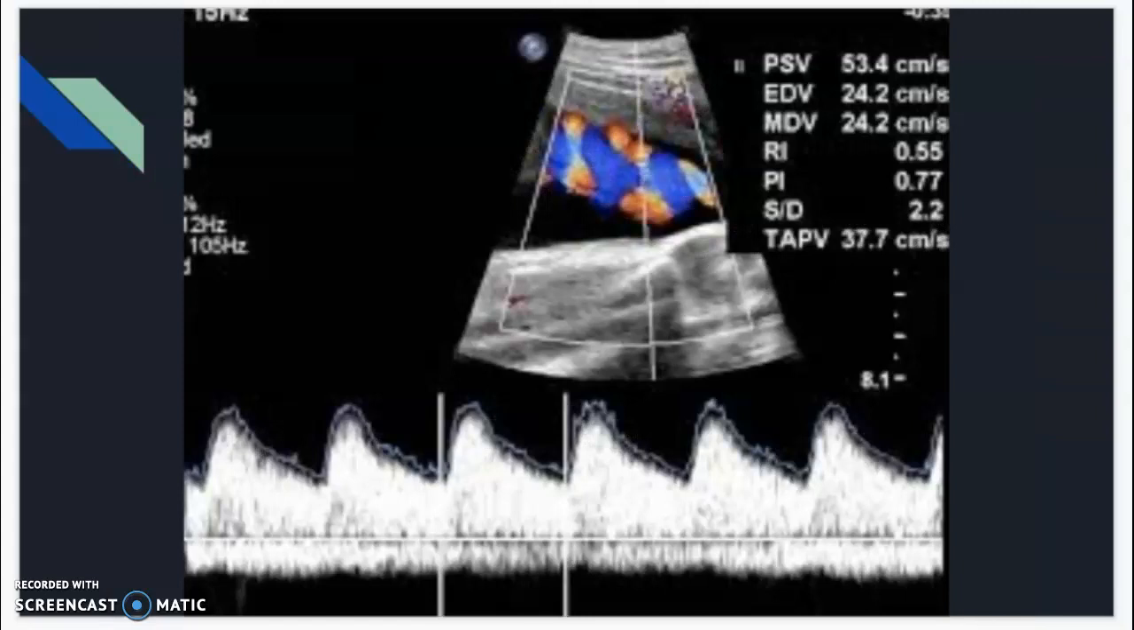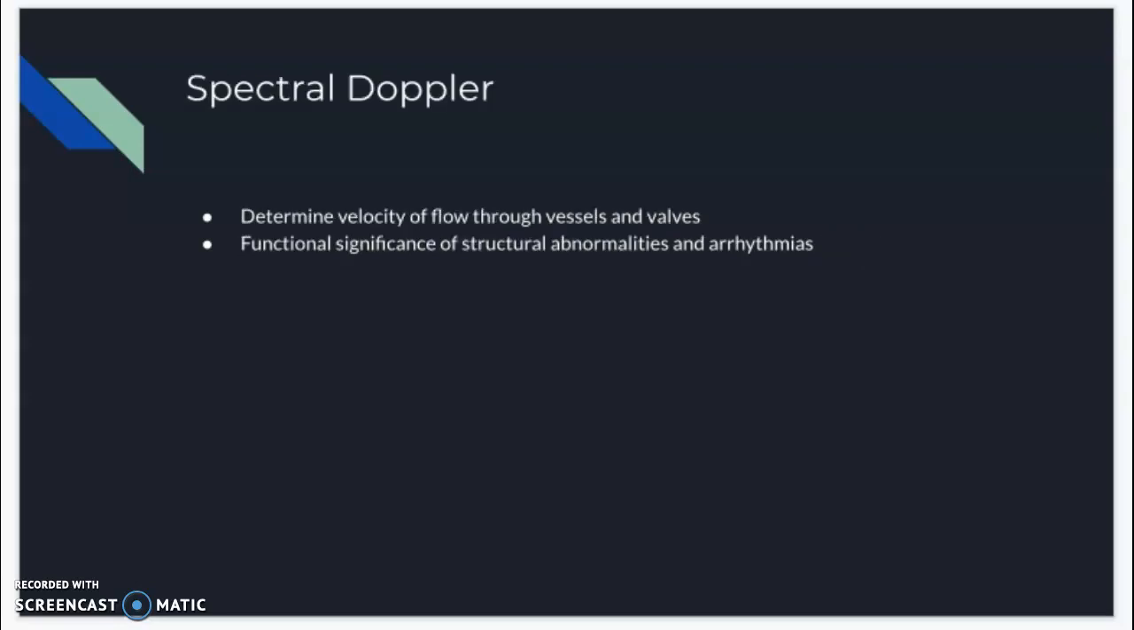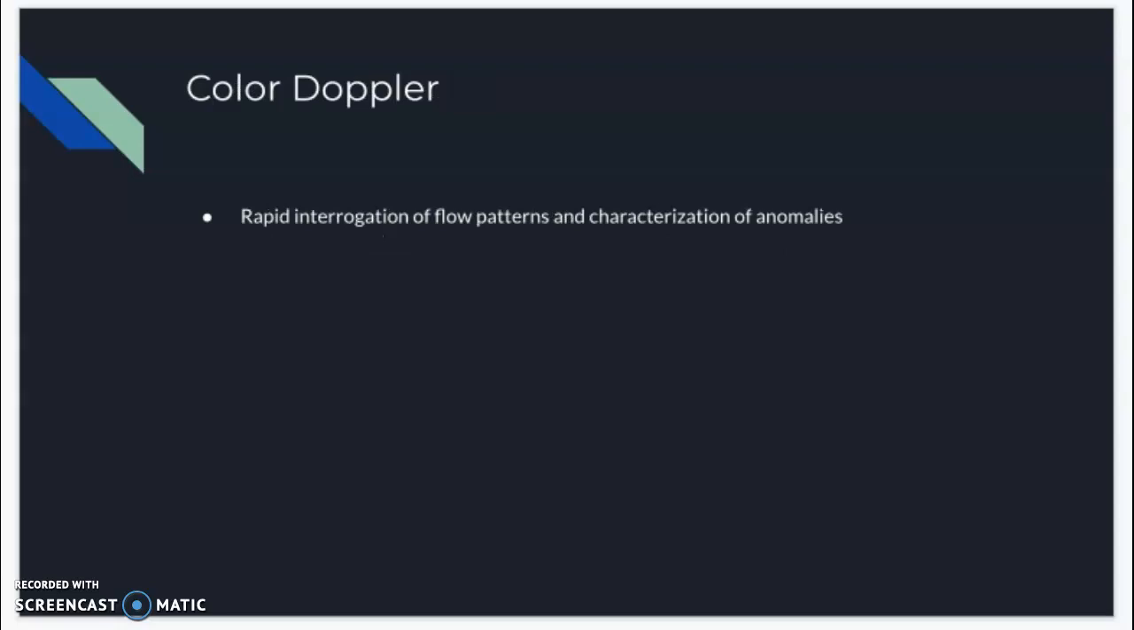Obviously, colors on one. So M mode is most often used, can be used simultaneously with ventricles and atria, so we can look for arrhythmias there. Spectral Doppler is used more for velocity flow through vessels and valves. You can see the functional significance of abnormalities that you may see visually within the heart. And then color Doppler is just a rapid interrogation of flow patterns to help characterize these anomalies that you may or may not see.